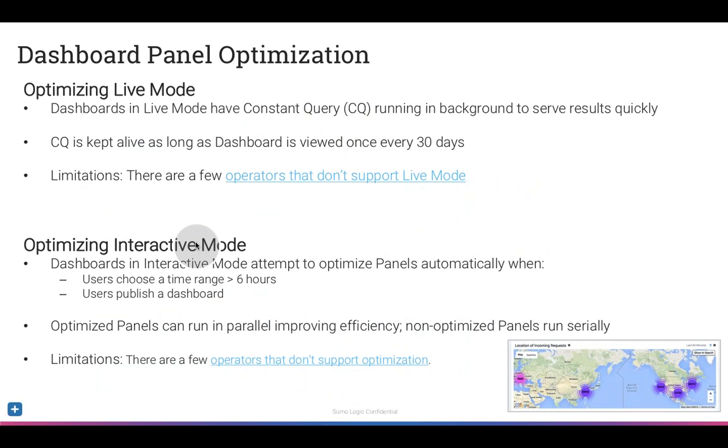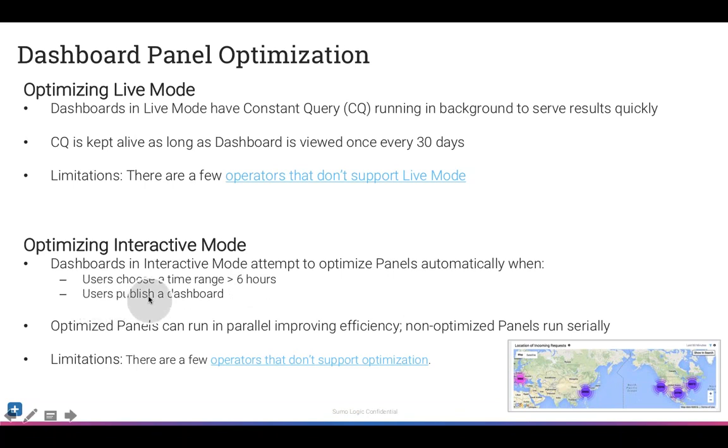From an interactive mode perspective, meaning that your dashboard does not have to run on a continuous basis, we also attempt to optimize the panels. Every time you click on search or refresh, it goes back and grabs that data and brings it back to you. We try to optimize those dashboards whenever you choose a time range that is greater than 6 hours. If it's less than 6 hours, it's easy for us to just go and grab that data. But if we're looking at data that's more than 6 hours, we're going to start trying to optimize that dashboard for you, to make your queries a lot more meaningful or to create a scheduled view in the background.